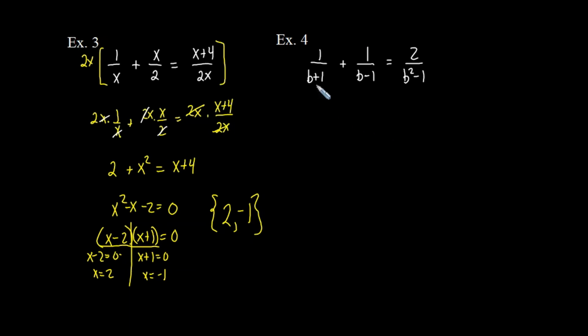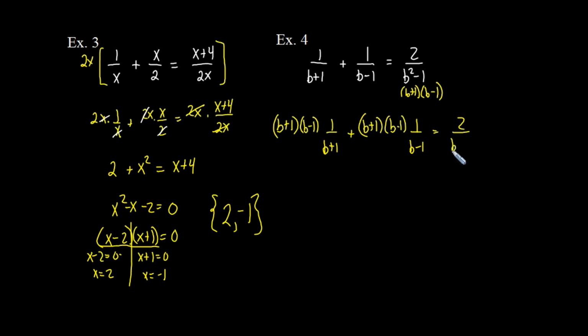In example 4, we have a little bit more complex denominator. We want to fully factor this denominator so we can find the common denominator. And we'll multiply through by b plus 1 times b minus 1. We'll multiply every term by that. It does take a second to write out, but again, writing out does prevent us from making errors whenever we simplify.